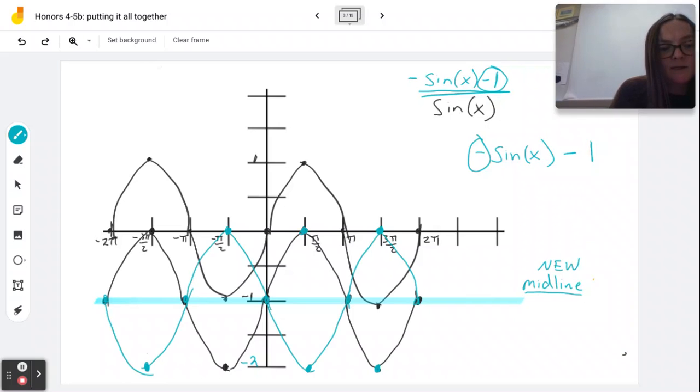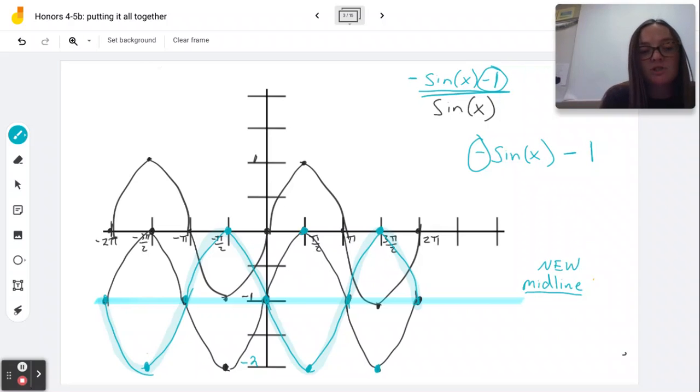So let's go ahead and graph this. And so our total graph is going to be the graph that is highlighted in blue here. This is the negative sine of x minus 1. So step 1, we graph sine of x. Step 2, we shifted it. And step 3, we reflected it.